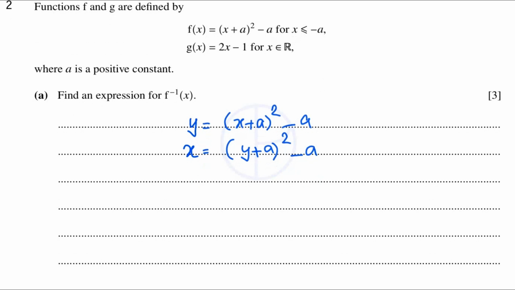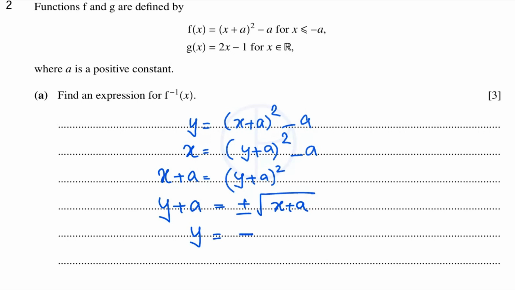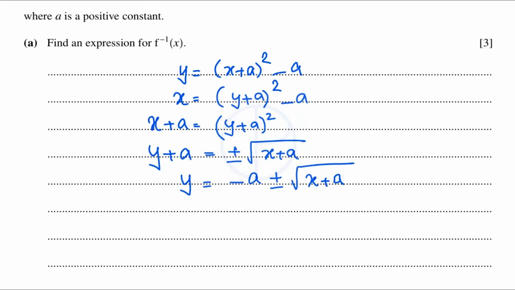So add a on both sides, we get x plus a equals (y plus a) the whole squared. Now take the square root on both sides and rewrite the equation as y plus a equals plus or minus square root of (x plus a). Now subtract a on both sides, so we get y equals minus a plus or minus square root of (x plus a). Now replace y by f inverse of x.